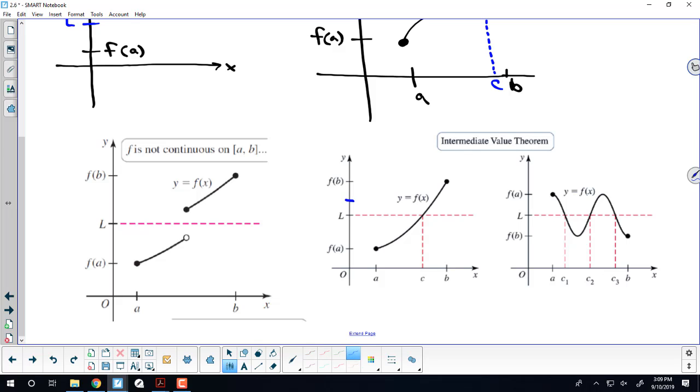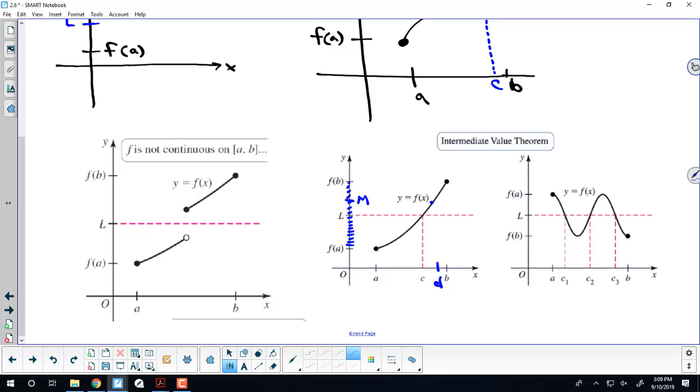Like this y value here, call it m, that y value has to be generated by some x value too, call that d. And we can keep labeling all of those y values in between. All of these y values have to be generated by some x value. And it's the intermediate value theorem. It just says if you've got a continuous function on a, b, then the function itself takes on all intermediate values in between a and b.